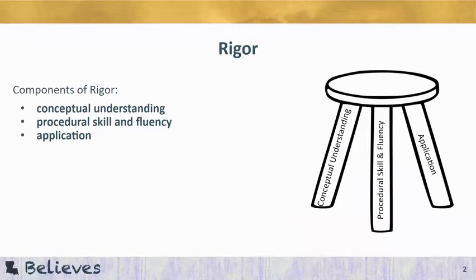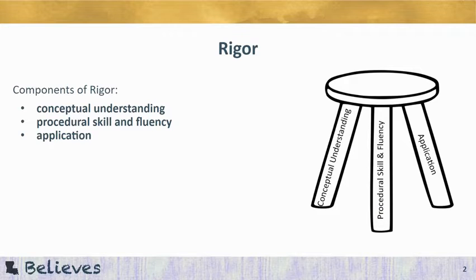This video takes a deep dive into the shift of rigor. There are three components of rigor in the Louisiana Student Standards for Mathematics: conceptual understanding, procedural skill and fluency, and application. Rigor is like a three-legged stool.